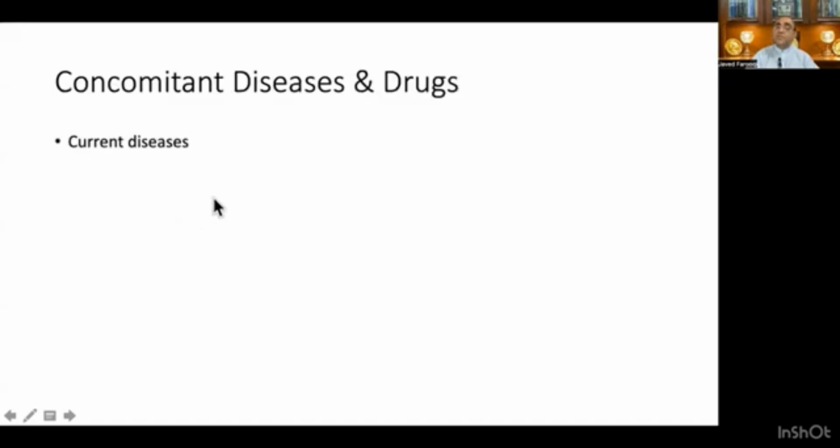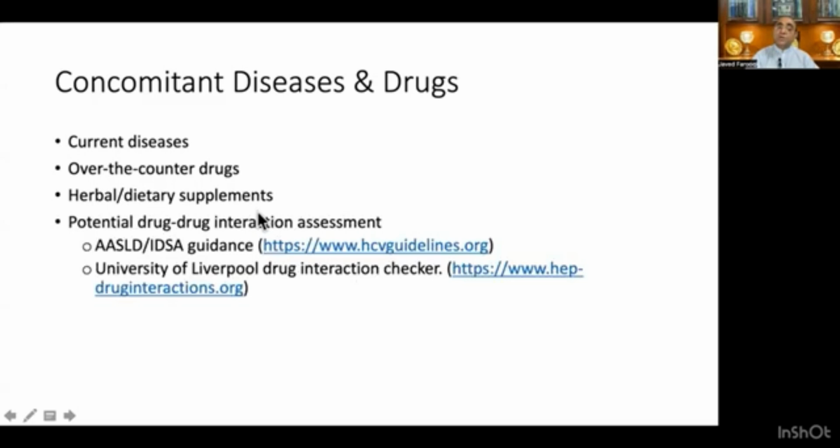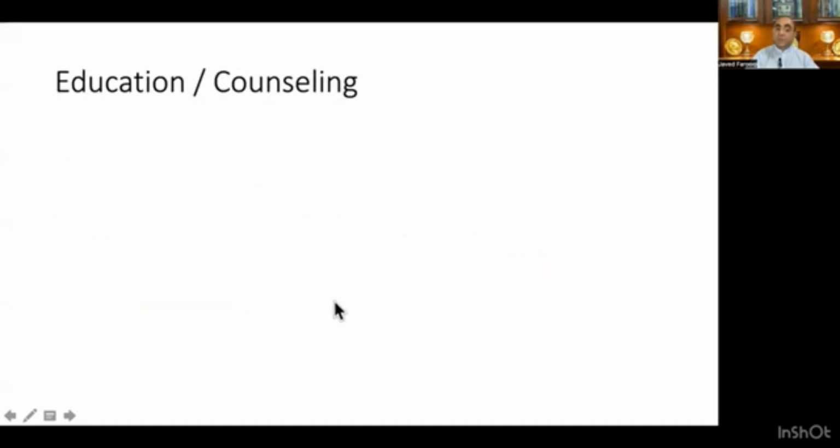And the concomitant diseases and drugs: what are the current diseases, and what drugs they are using for their diseases, whether they are using any over-the-counter drugs or not, and whether they are using any herbal or dietary supplements or not. This is very important to know. And of course, the potential drug-drug interaction assessment should be done. There are good tables available online, and they can be checked to see, if they are using drugs, whether there is a possible drug-drug interaction or not.